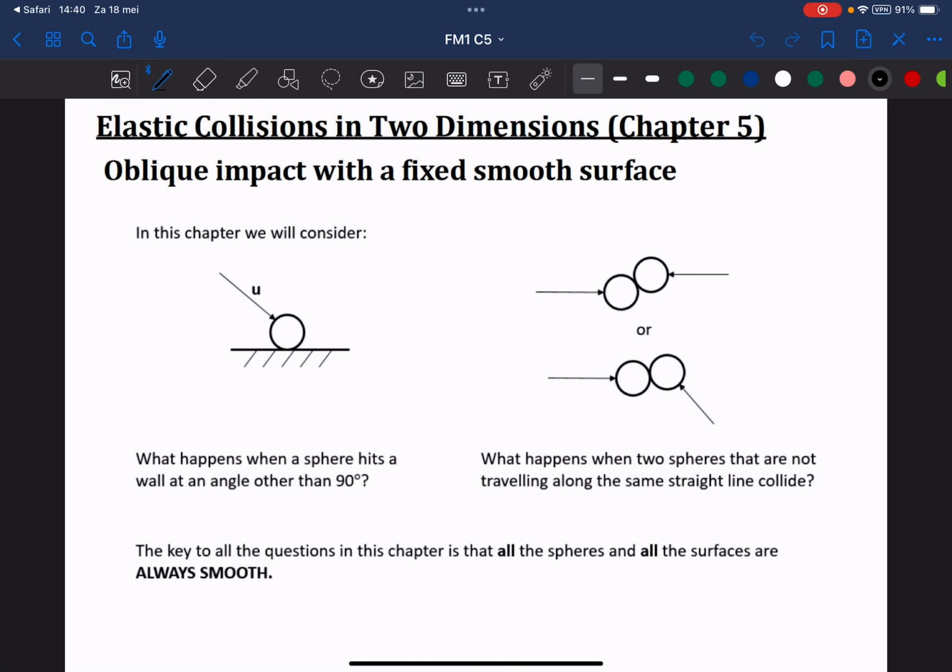So we're going to start off in Chapter 5 by looking at an oblique impact with a fixed, smooth surface. In this chapter, we're going to consider what happens when a sphere hits a wall at an angle other than 90 degrees, because 90 degrees is a bit straightforward. And we'll look at what happens when two spheres that are not travelling along the same straight line end up colliding. Now, just a side note here, this is where the wall is.